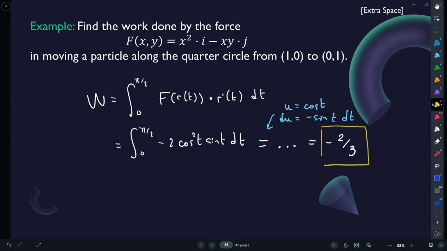Are there physicists in the room? Is that good or bad? Is positive work good or is negative work good? If I'm trying to spend less energy to move this thing, which way do I want work to be?